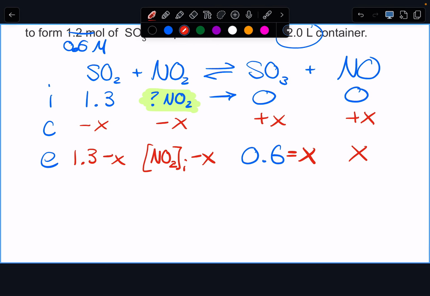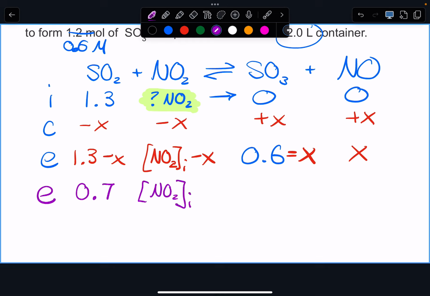So I'm just going to rewrite that equilibrium line using 0.6. So 1.3 minus 0.6 is 0.7. For this one, we still can't get the initial concentration, but we know that at equilibrium we're going to have to subtract 0.6 off of it. And for both of these, the product is 0.6. Okay, so now this is solvable because we just have that one unknown.